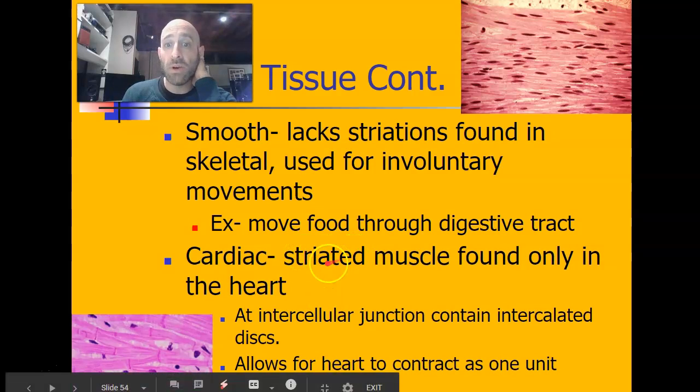So cardiac muscle is going to be striated. It's only going to be in the heart. The intercellular junction is going to be called an intercalated disc, and that is a gap junction.